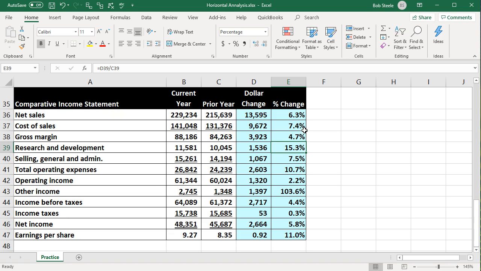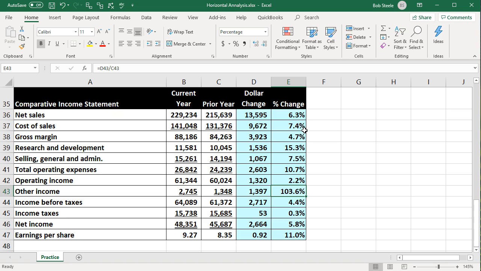Obviously, research and development went up. What are the reasons research and development went up this year? We might do the same for the total operating expenses. Why did they go up? One of the primary things that went up with it was, of course, research and development, and we can go through analysis on that. We can then take a look at the other income, which went up 103%. So we could ask, what's in this other income category?